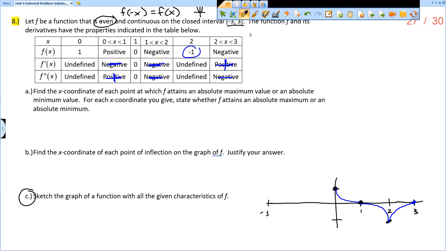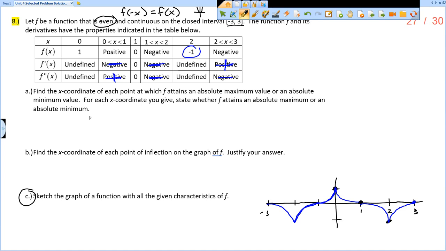So now what we need to do is draw this reflected over the y-axis. On this left side here, we have a concave up curve, but it's increasing, because remember, we're going left to right. Then we have this curve that is increasing and concave down. And then we have this curve here that is decreasing and concave down. So this is our graph.